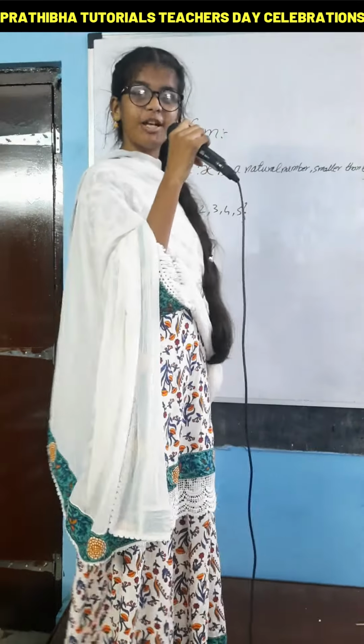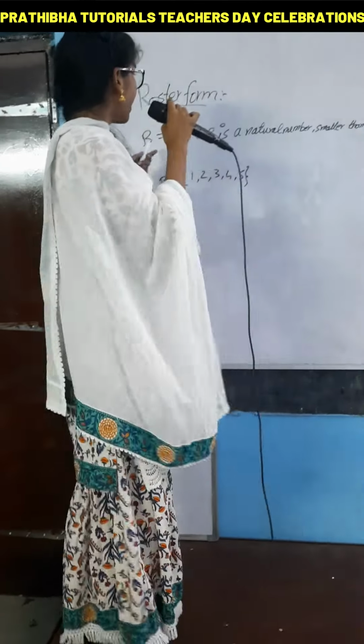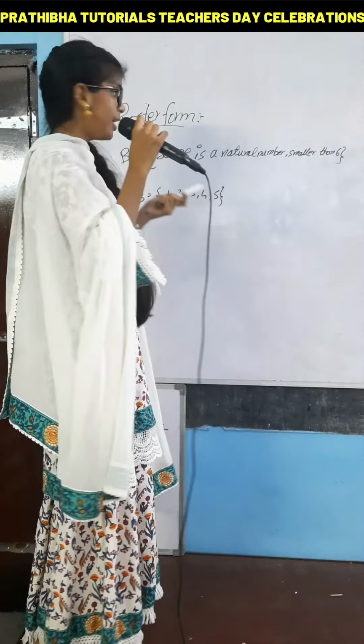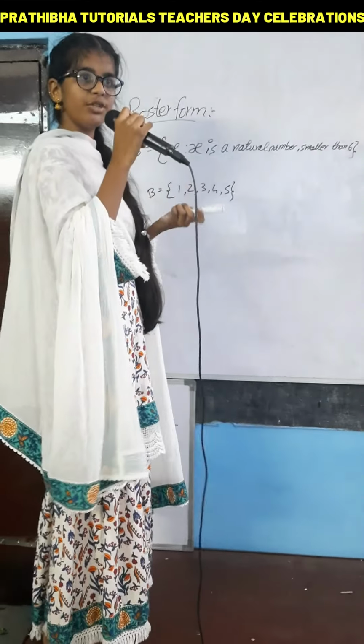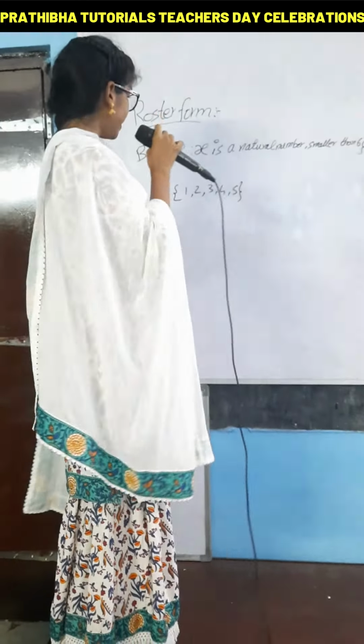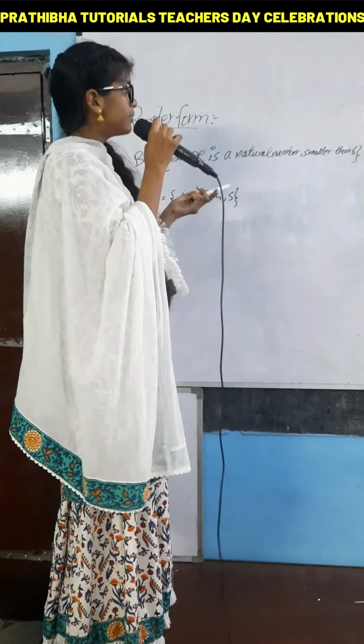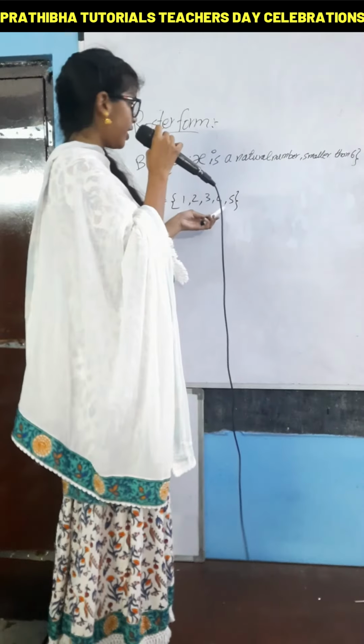I am going to explain about roster form. Here, P is equal to x such that x is a natural number smaller than 6. Natural numbers start from 1, 2, 3, 4 and so on. Here, P is equal to 1, 2, 3, 4, 5. Since it is smaller than 6, what I have written goes until 5.